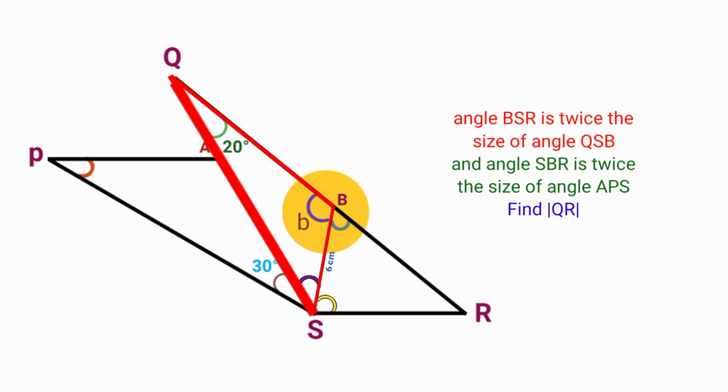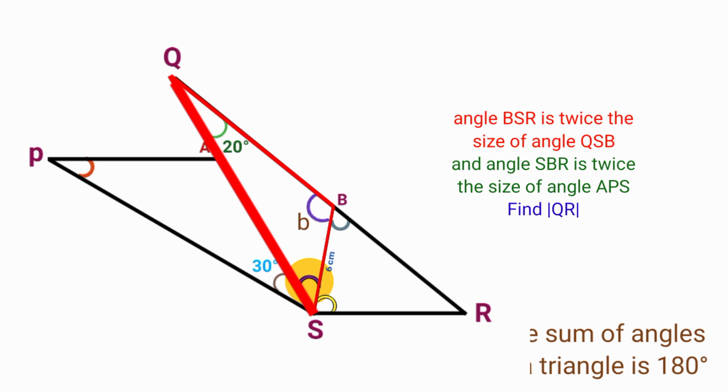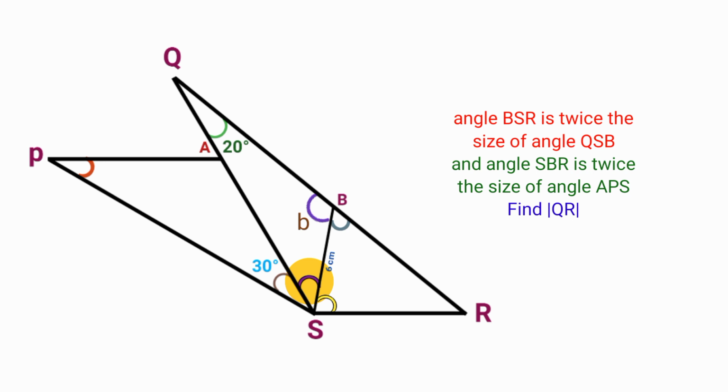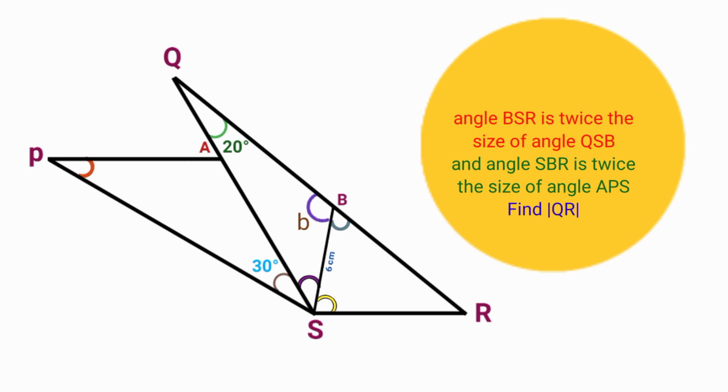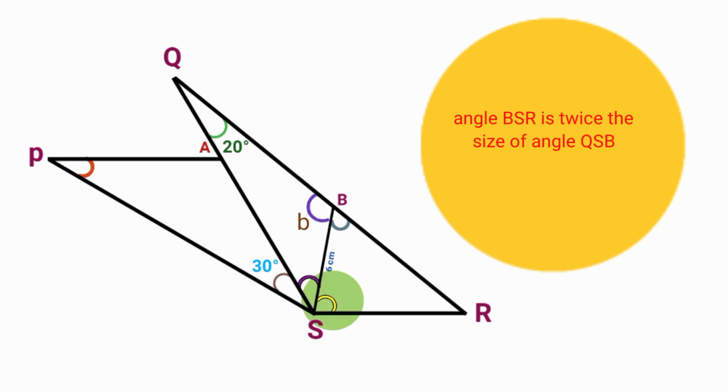Now to find the size of angle B here, since this is 20 degrees, had it been we had the size of this angle here, we would have been able to find the size of the angle using the rule that says the sum of angles in a triangle is equal to 180 degrees. But since we don't have the size of this angle, let's go back to the first relationship, where they say this angle, angle BSR, is twice the size of this angle QSB. So we can label this angle X. If we label this angle X, this must be 2X because they say this is twice the size of this.